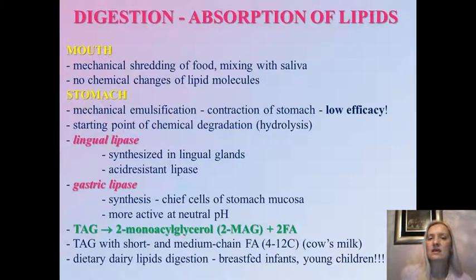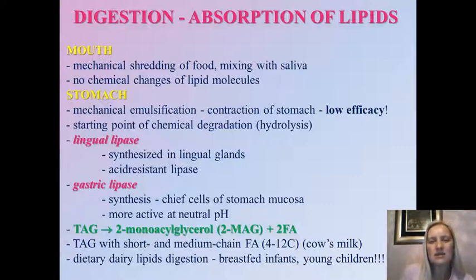which is very important in breastfed infants and young children, because the content of dairy lipids and milk lipids in their diet is much higher than in adults. And in infants, especially in breastfed infants and small children, stomach juice is not that acidic, so it's closer to the neutral pH. So the effect and activity of gastric lipase is significant, digesting dairy lipids.